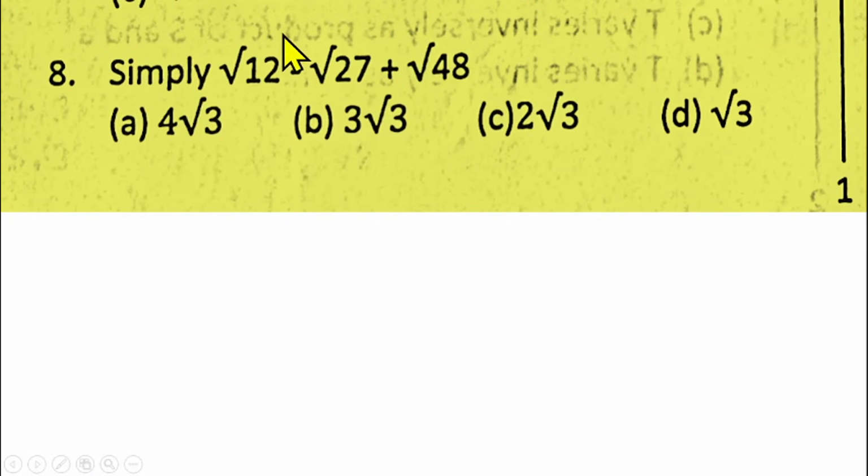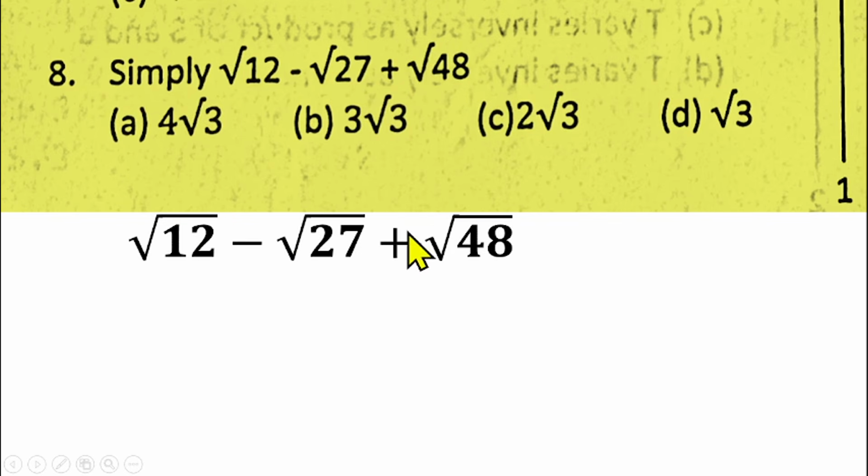We have to simplify √12 − √27 + √48. From there, the surds are yet to be simplified. We can simplify √12 further. If you simplify √12, that gives us √(4×3). Simplify √27 as well, so that gives us √(9×3). Then √48 gives us √(16×3) as well.